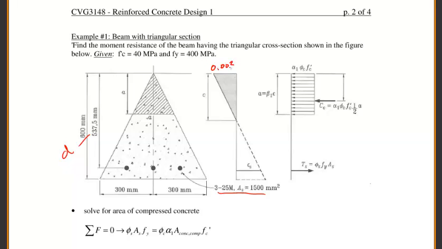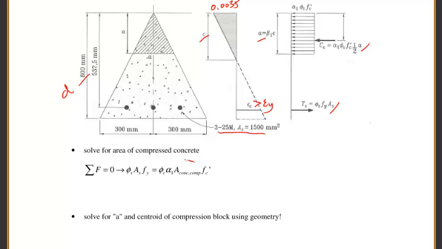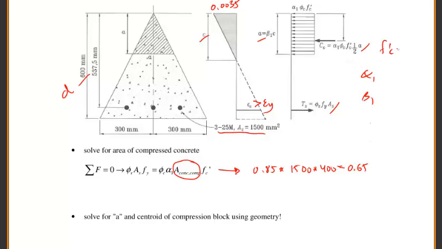We're going to assume we get this compression strain in our extreme compression fiber. We're going to assume we have yielding of steel. This is our force in the steel, and this is our force in the concrete. This is the value C, and this is the value A. The first thing we're going to do is isolate for this area of compressed concrete. So if you do this, we have 0.85 times As, which is 1500, times fy, which is 400. Then we have phi c, which is 0.65. This alpha 1 and beta 1, if you use f'c equals 40 MPa in the equations, is going to be 0.79, and this is going to be 0.87.